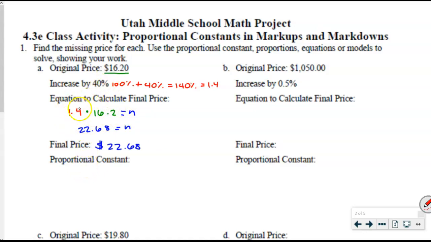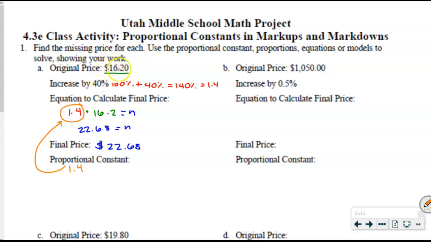It is the 1.4. Why would it be the 1.4? Yeah, so the proportional constant is that 1.4, and here's the reason why. No matter what the situation is, let's go back to a company trying to make 40% profit, right? That company is always going to want to make 40% profit, whether the price is $16.20 or $75.